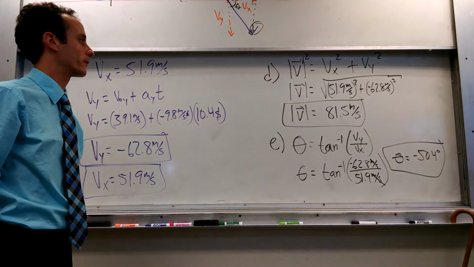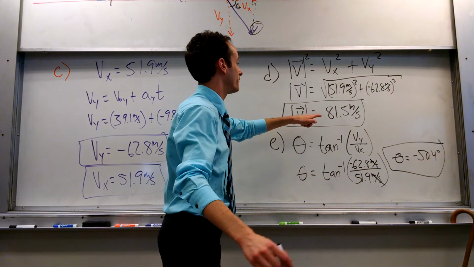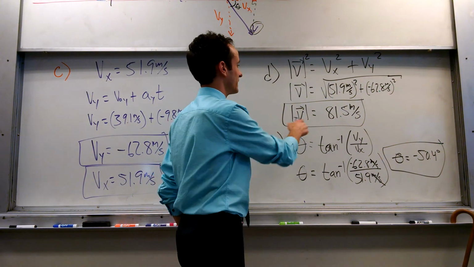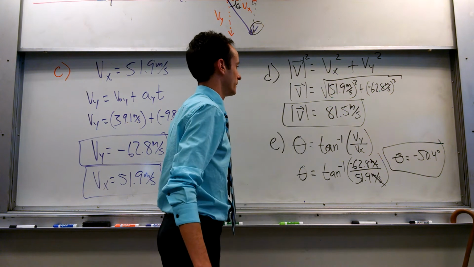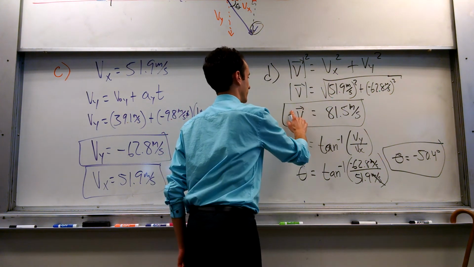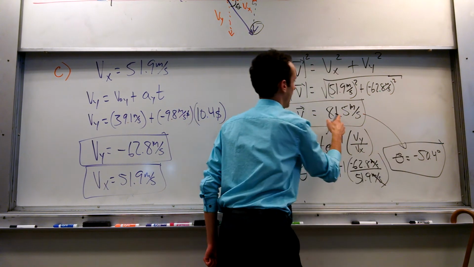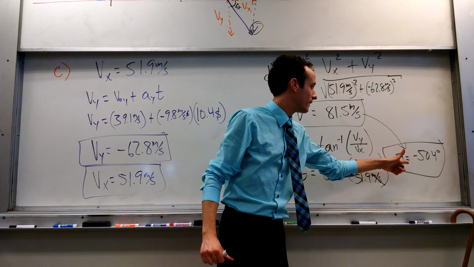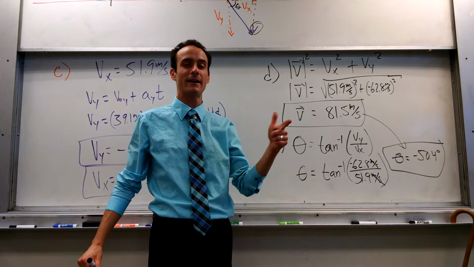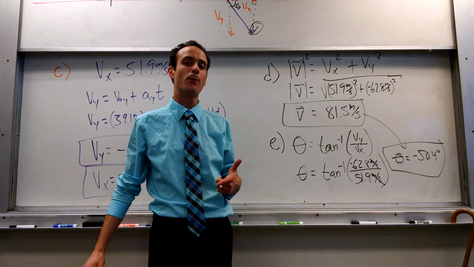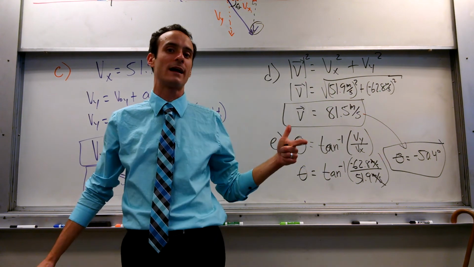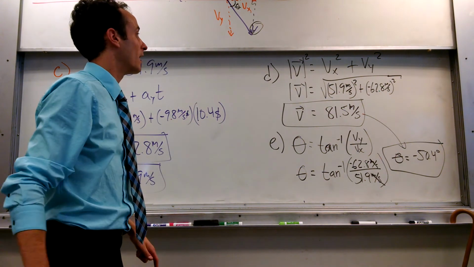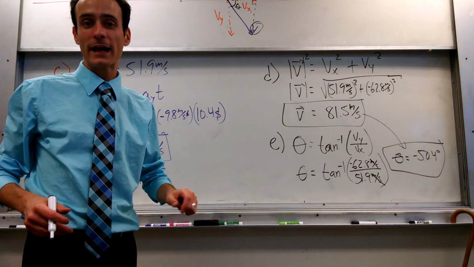Negative 50.4 degrees. So my velocity vector now, I can essentially say that the vector is 81.5 meters per second. That's its magnitude. And it points at an angle of negative 50.4 degrees with respect to the horizontal. That's its direction.